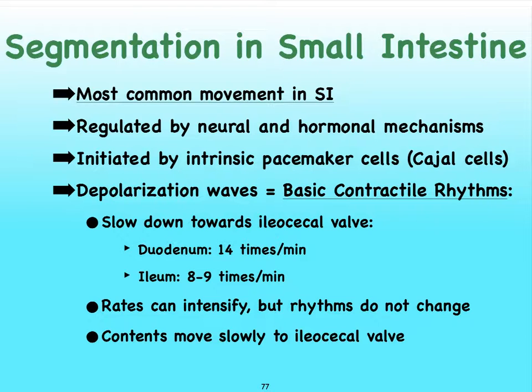The depolarization waves are collectively referred to as the basic contractile rhythms, and they change a little bit depending on where we are. As we start in the duodenum, the rate at which depolarization occurs in the wall of the duodenum is about 14 times per minute, but as we get closer and closer to the large intestine, it begins to slow down to maybe 8 or 9 times per minute. So these rhythms are pretty set. The rate of depolarization can really intensify, but the actual rhythms cannot really change.